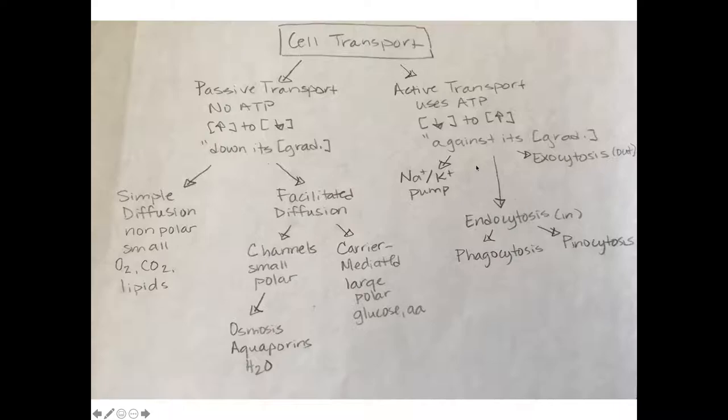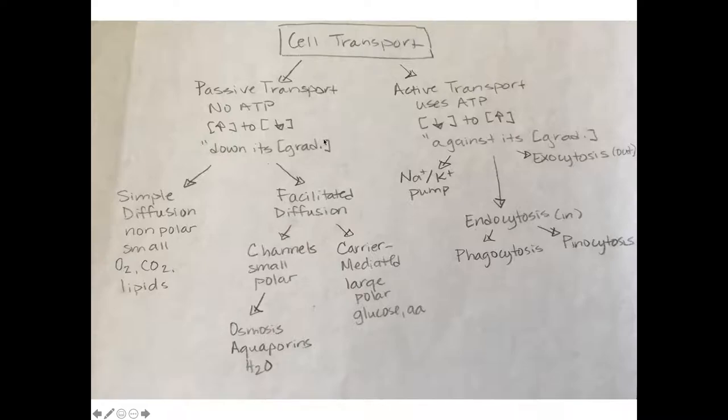So this is my writing, excuse the poor handwriting, but this is just a summary of what we just talked about, the cell transport, where we compare passive transport and active transport. I like flowcharts, and this way it summarizes everything for me. On this side, we have passive transport, and passive transport doesn't require any energy, any ATP, because it's going from a high concentration to a low concentration, and we call that down its concentration gradient.